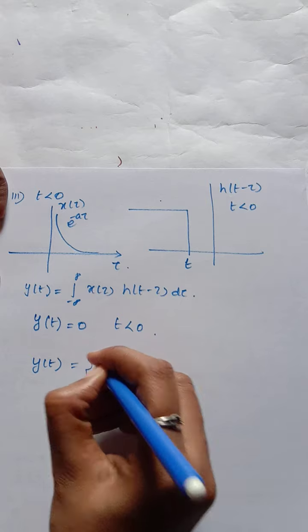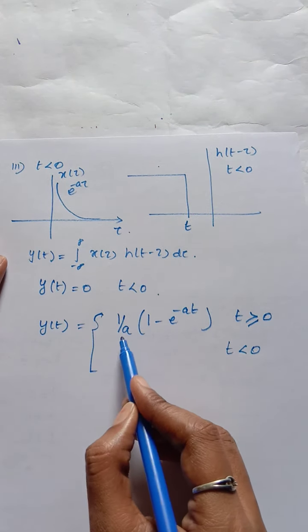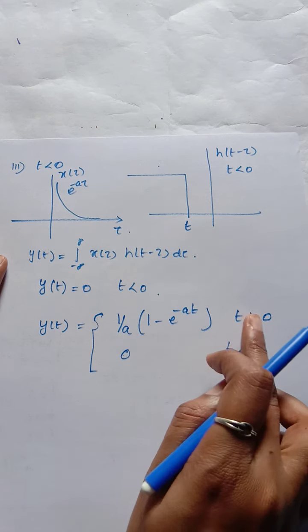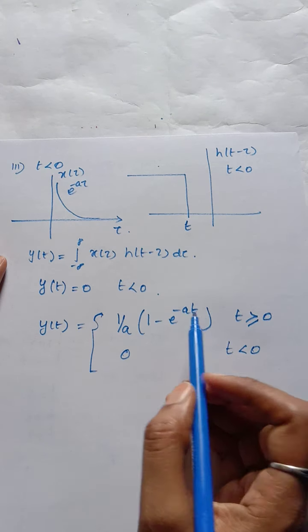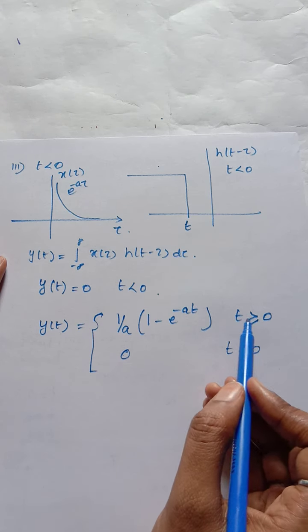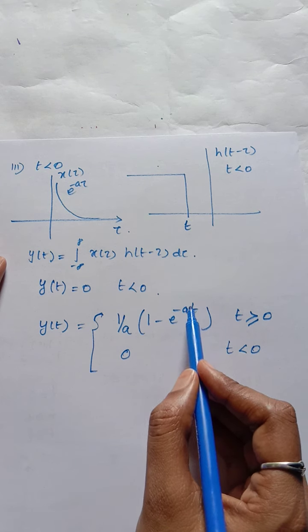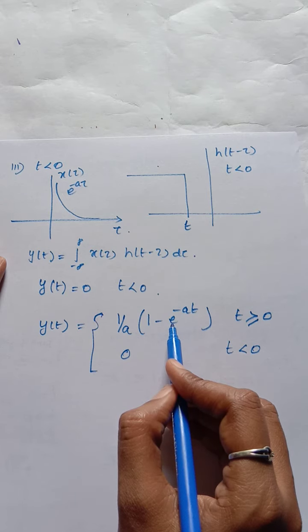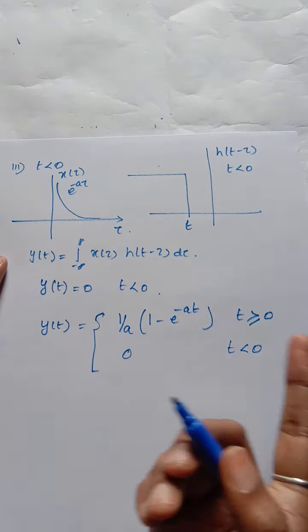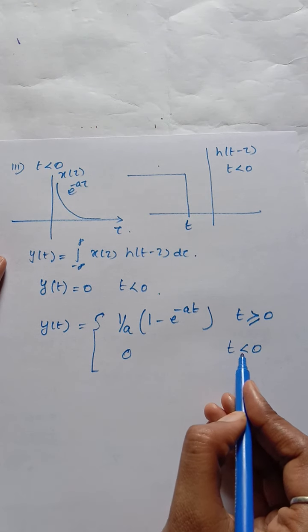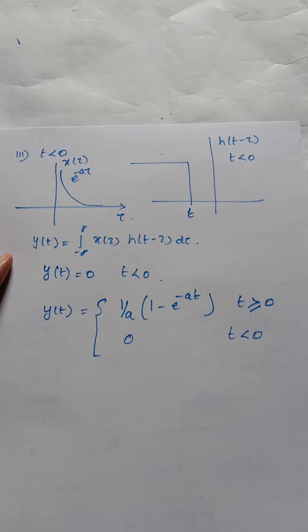So finally, what is the inference from this? y of t, you need to write it as a representation. So here finally we can write y of t equal to 1 by a times 1 minus e power minus at. This is for t greater than 0 and this is for t less than or equal to 0. You can also have t greater than or equal to 0, because when t equal to 0, when you substitute 0 here, e power 0 is 1. So 1 minus 1 is 0. So you will get y of t as 0. So you can either write in this form, or here you can write t less than or equal to 0. Okay, so this is the procedure to find it out.